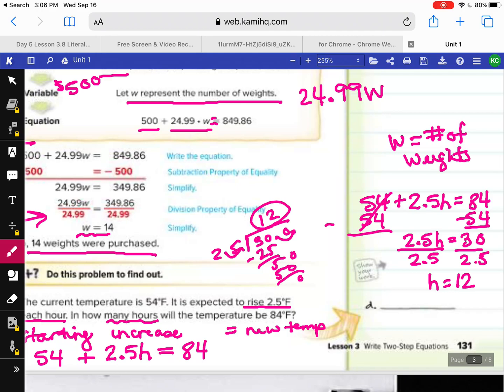Okay, this is a wonderful resource to go back to. We were again looking at how to look at words and bring in variables to create an equation.